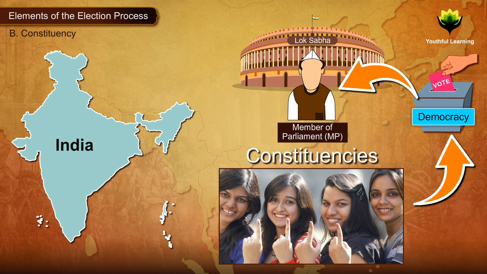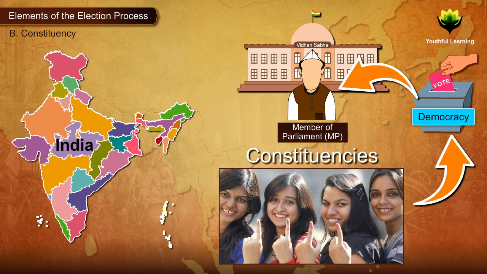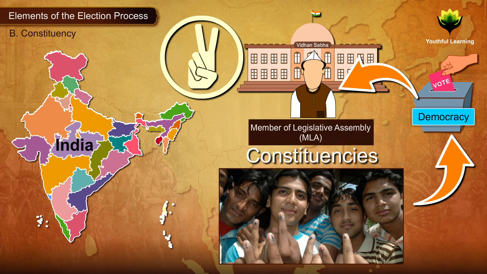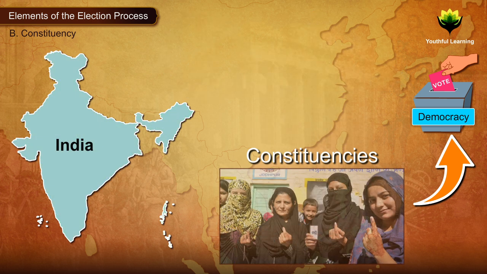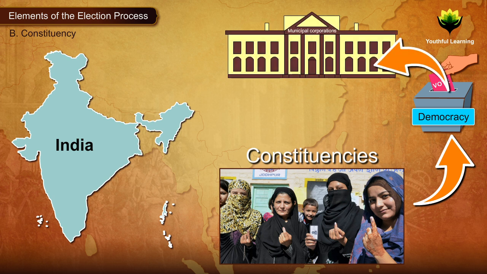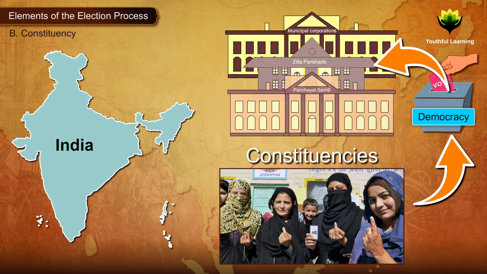Just like Lok Sabha constituencies at the central level, the legislative assemblies have constituencies at the state level. A candidate elected to a legislative assembly is known as Member of Legislative Assembly, that is, MLA. Similar elections are held at the local levels for municipal corporations, Zilla Parishads, Panchayat Samitis and Gram Panchayats.